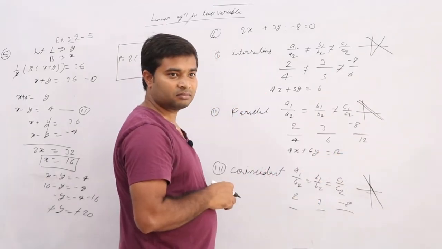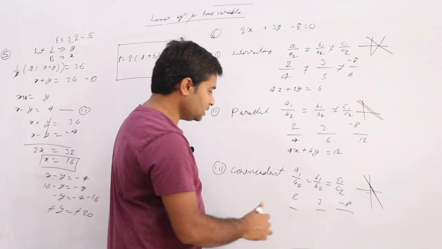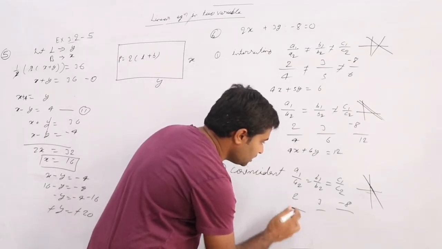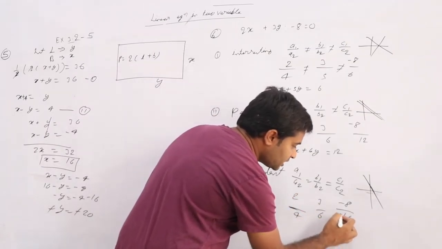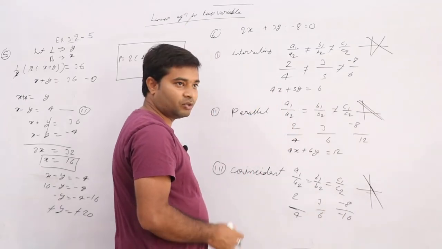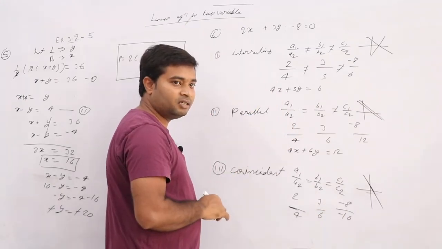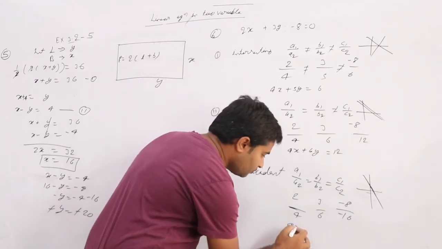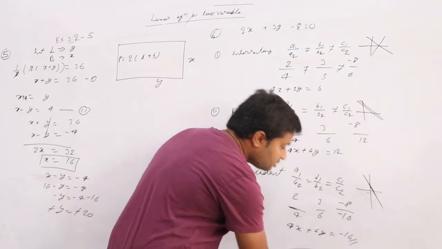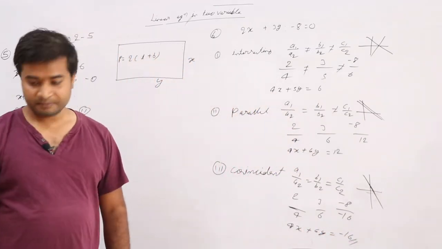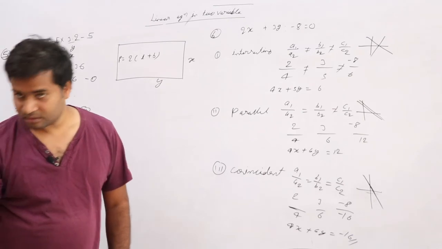Yes, sir. Next one. Yes or no? Now all are required to be equal. So 2 2s are 4, 3 2s are 6, 8 2s are 16, and that too minus 16, because all should come 1 by 2, 1 by 2 and 1 by 2. So right here, 4x plus 6y is equal to minus 16. Done? Are you done?